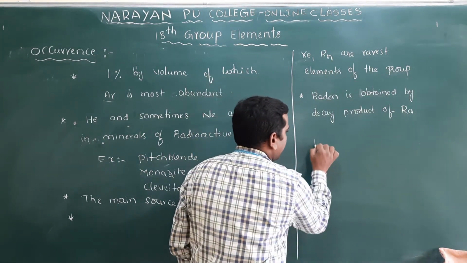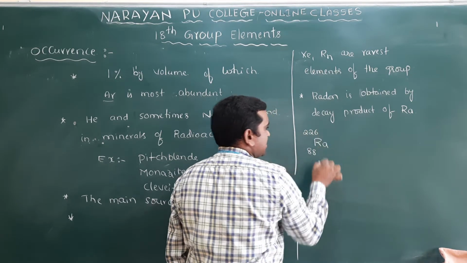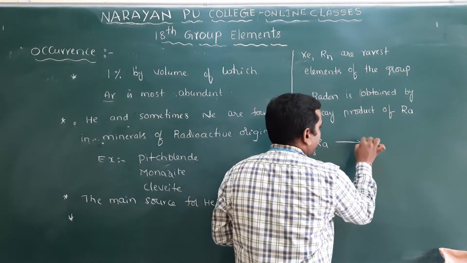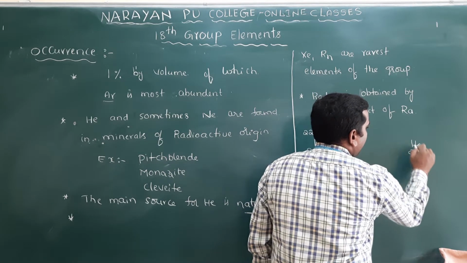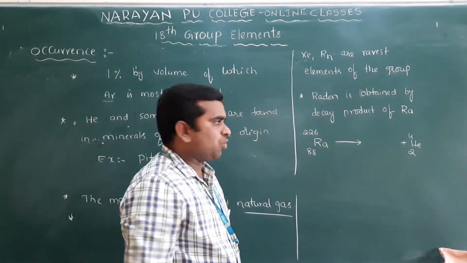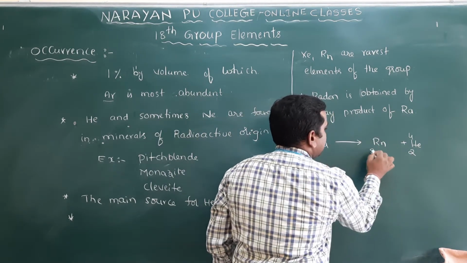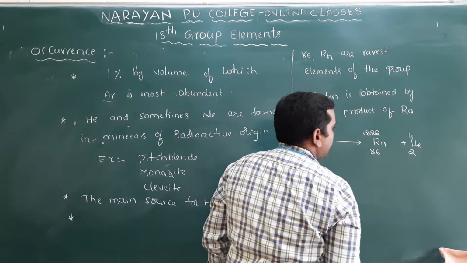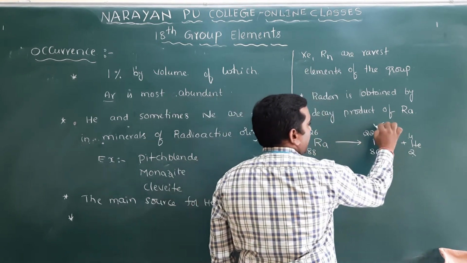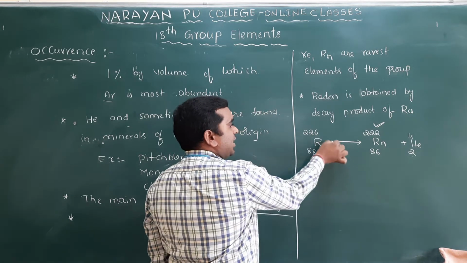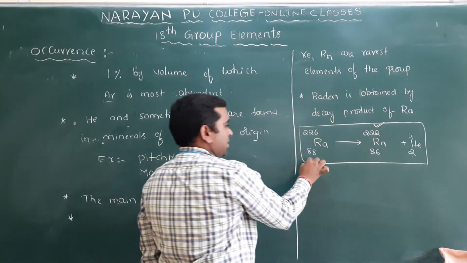The atomic number of radium is 88 and 226 is the mass number. If it undergoes decay, it releases alpha particles. Alpha particle means helium, 2 and 4. Now 88 minus 2 is 86, and 226 minus 4 is 222, so you get radon, 86 and 222. Clear? 222 plus 4 is 226, 86 plus 2 is 88. So by the decay of radium we get radon. This is also asked in the examination.